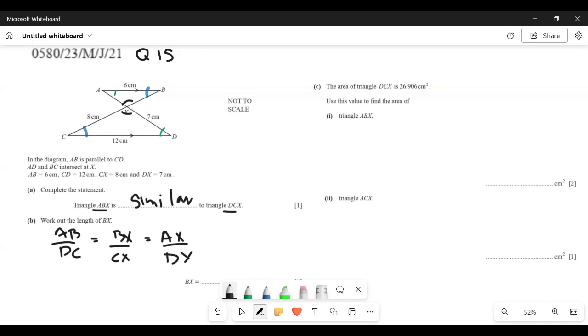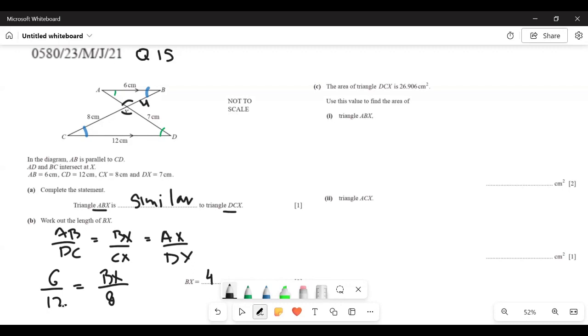So I have AB, which is 6. I have DC, which is 12, is equal to BX, which is what we need, over CX, which would be 8. Cross multiply: 6 times 8 divided by 12 gives 4. So BX equals 4. This is 4 centimeters.